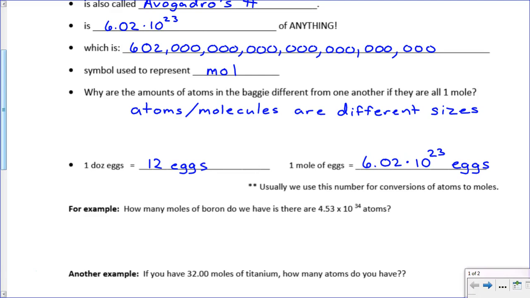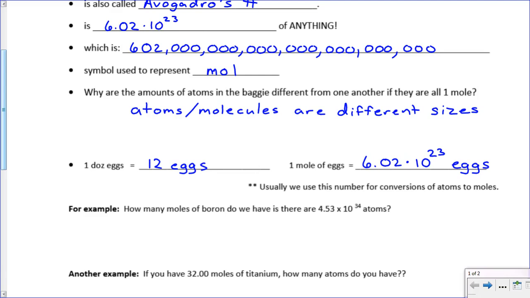In class, I showed students a bunch of different baggies that had a mole of some different substances. What we saw is that a baggie that had a mole of sugar in it looked larger or more full than a baggie that had a mole of salt in it, which was actually larger also than a mole of water. So the question is, why are these baggies, which contain moles of different substances, different sizes? Well, different atoms or different molecules are different sizes. Sugar molecules are larger than salt molecules, so a mole of sugar molecules is going to be larger than a mole of salt molecules.